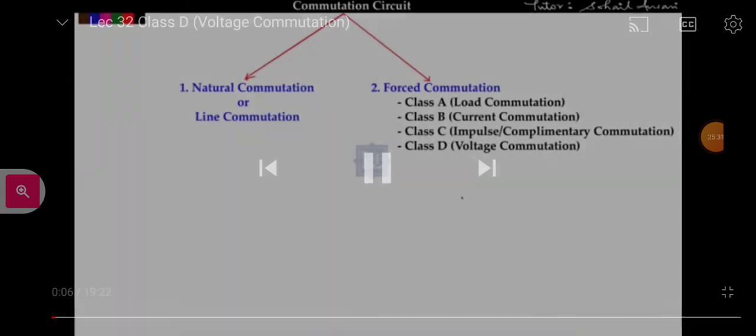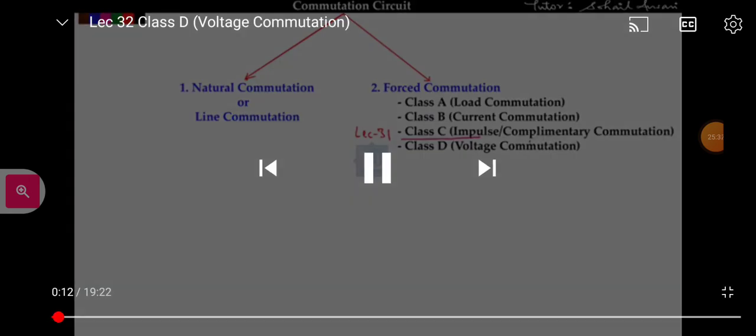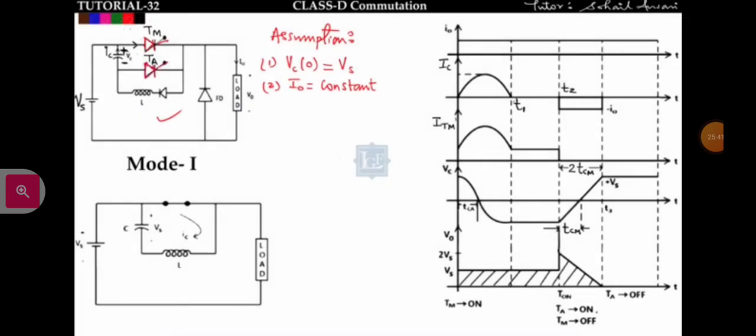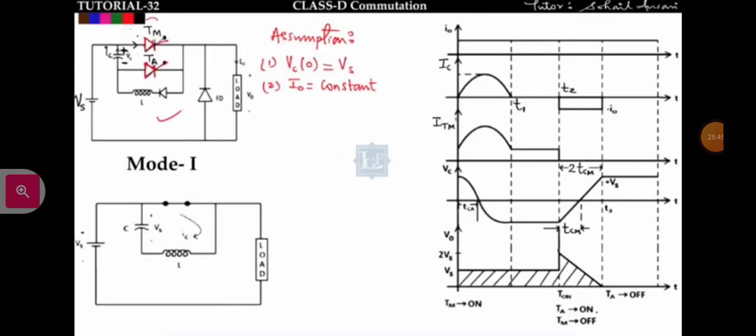Hi guys, in the previous lecture, that is lecture number 31, we covered the class C commutation, that is also known as impulse or complementary. Here inductor, capacitor and diode are connected in this manner, and we have to turn off this main thyristor. My job is to turn off this main thyristor. So let us see how I am turning it off.